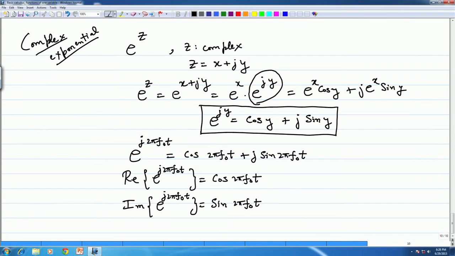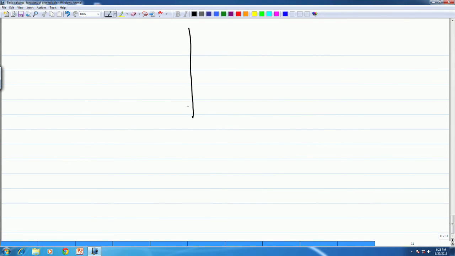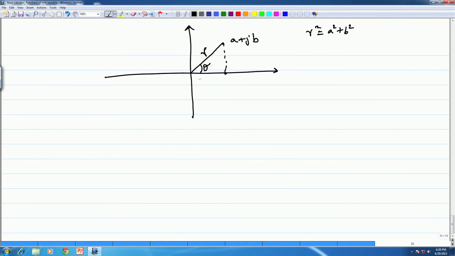Okay. And the other thing about complex numbers is the polar form. If you look at a complex number a plus jb, one can write it in the polar form, which involves the radius r and the angle theta. It turns out if this radius, or the distance from the origin to a plus jb, is r, we know that r squared is a squared plus b squared, and we also know that this coordinate is a and this coordinate is b, which means b is r sin theta and a is r cos theta.